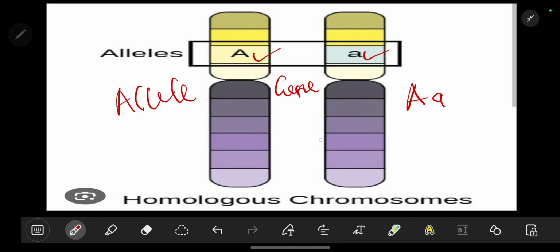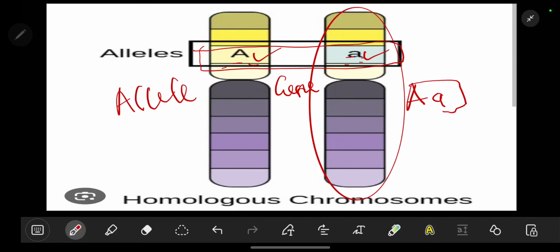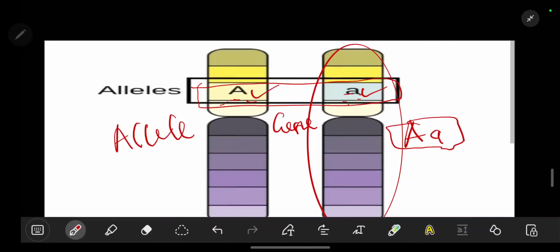A gene is a portion on a chromosome. As you can see, this is a chromosome, then we have alleles like that. The alleles together will form what we call a gene. So a gene is more like the combination of two alleles. Chromosome, alleles, then those two alleles form what we call a gene.